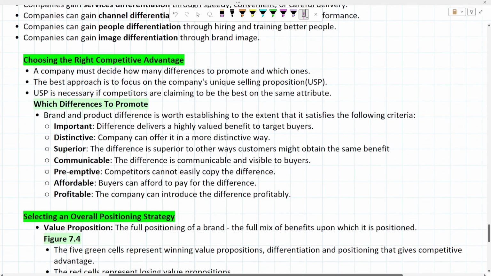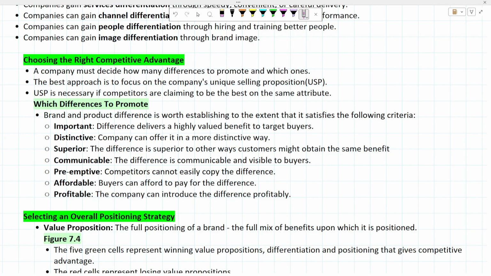So, choosing the right competitive advantage. A company must decide how many differences to promote and which ones. The best approach is to focus on the company's unique selling proposition, USP for short. USP is necessary if competitors are claiming to be the best on the same attributes as others. So which differences to promote? A brand and product difference is worth establishing to the extent that it satisfies the following criteria.